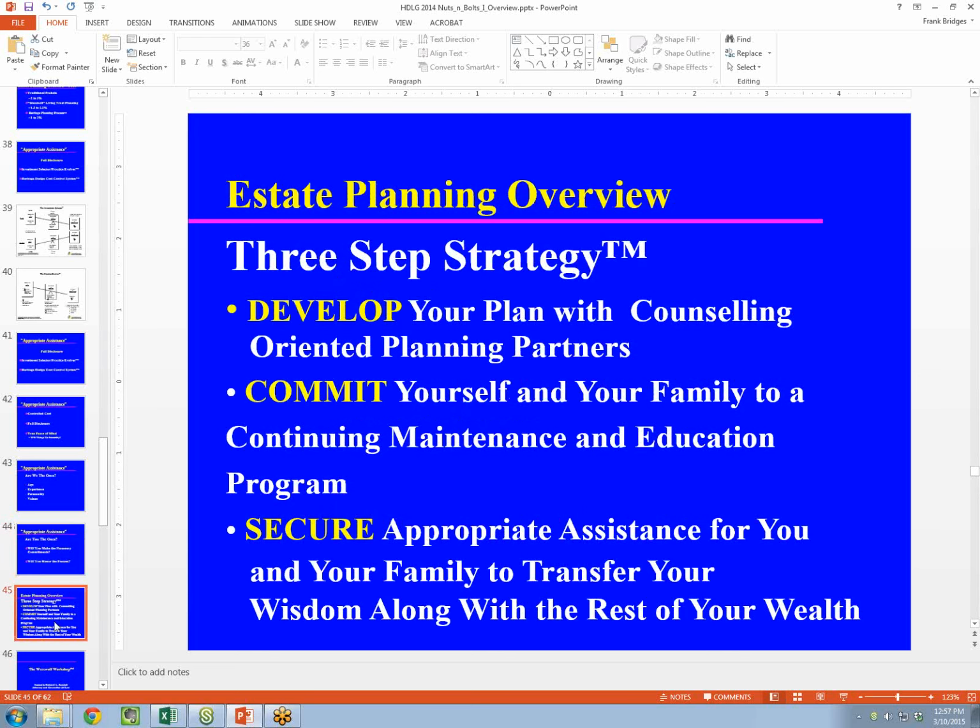So that is the three-step strategy. Securing appropriate assistance is not actually estate settlement. Please note, you can't secure appropriate assistance for you and your family unless you're alive. So the third step is actually helping set up the team of people who are actually going to carry out your plan.